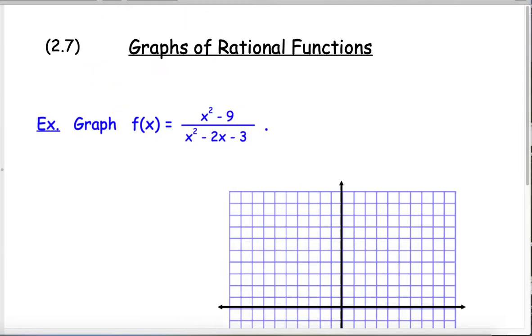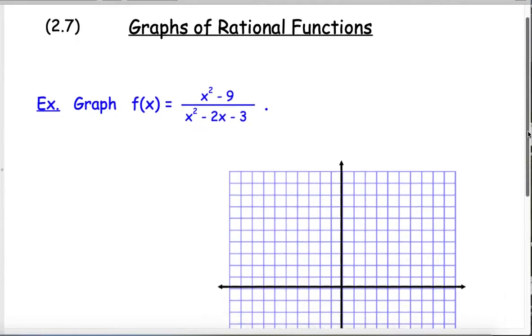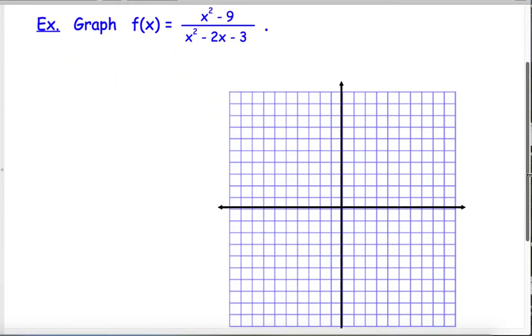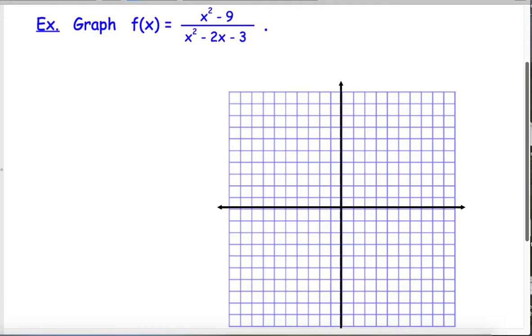So let's look at another one. Let's try and graph this one. Maybe it's a good time to hit pause here and try some of those techniques and then hit play and see how you did. All right, I'm going to start with the vertical asymptotes.